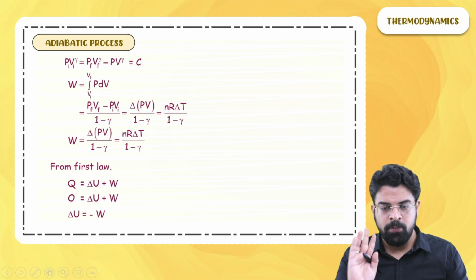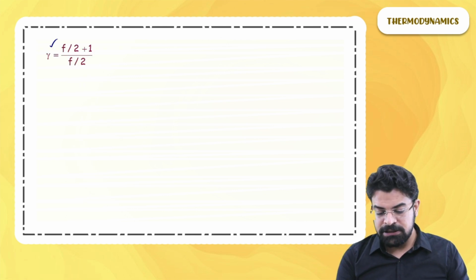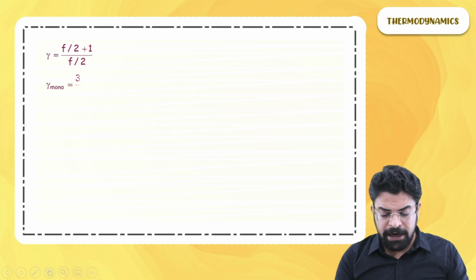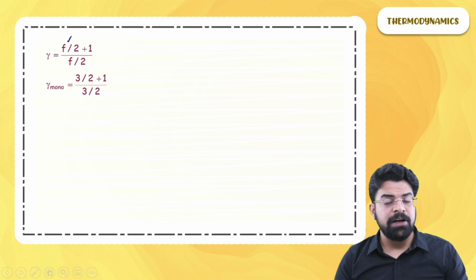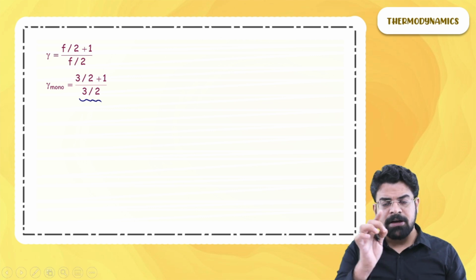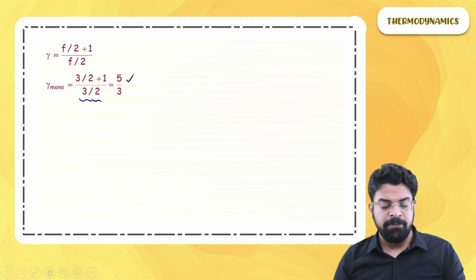Let's understand more. What is gamma? Sir, gamma is nothing but F by 2 plus 1 upon F by 2. For a monoatomic gas, we know that the degree of freedom is 3. So the gamma will be 3 by 2 plus 1 upon 3 by 2. That becomes 5 by 2 upon 3 by 2, and 5 by 2 upon 3 by 2 comes out to be 5 by 3.